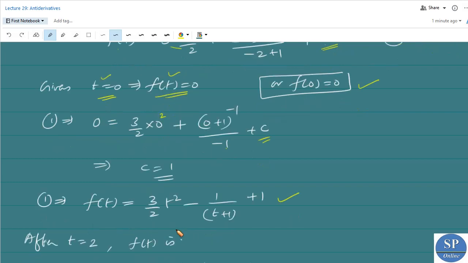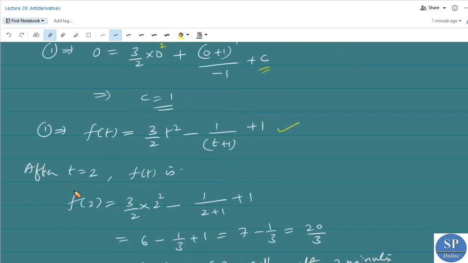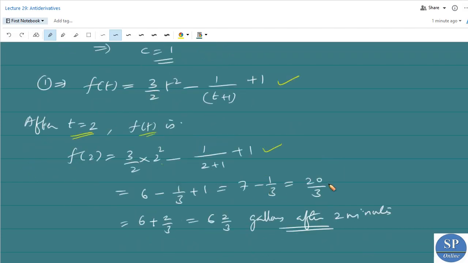So we have to find the quantity of water after 2 minutes. At t equal to 2, we have f of 2 equal to 3 by 2 into 2 square minus 1 by (2 plus 1) plus 1. On simplification, we get this as 20 by 3, or this is equal to 6 plus 2 by 3, that is 6 2 by 3 gallons after 2 minutes.